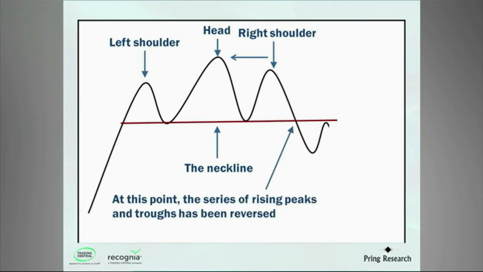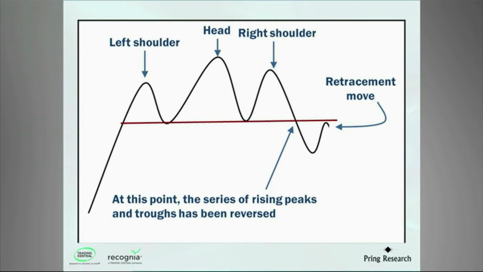If these rallies and reactions were of intermediate term proportion, the first shoulder will be the penultimate advance in the bull market, and the second the first bear market rally. The head would, of course, represent the final intermediate rally in the bull market.